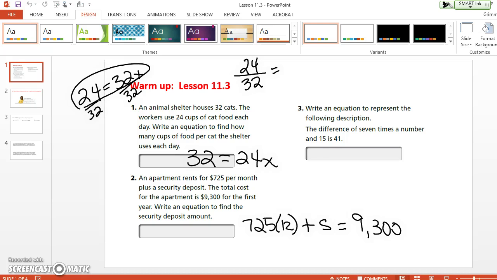Okay, next one. Write an equation to represent the following. The difference of 7 times a number and 15 is 41.